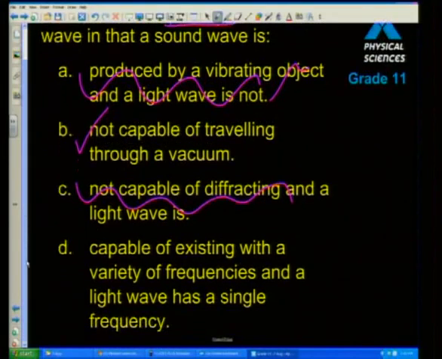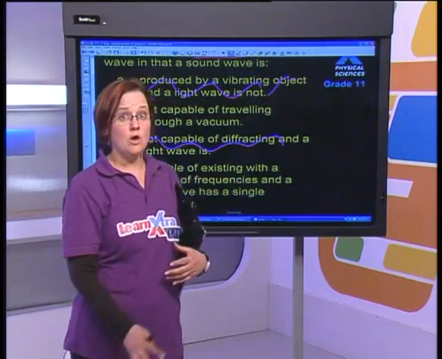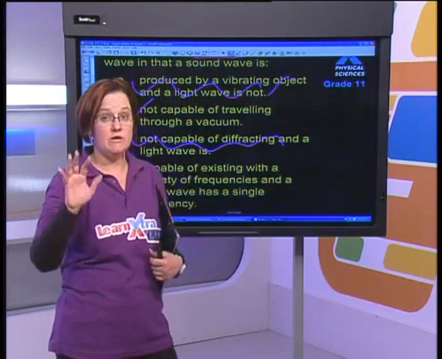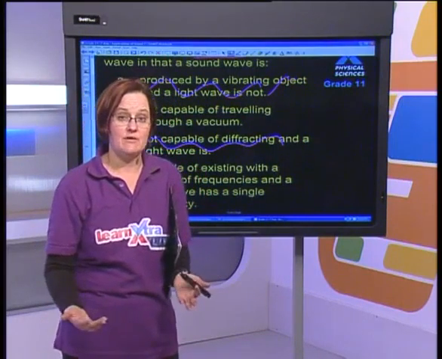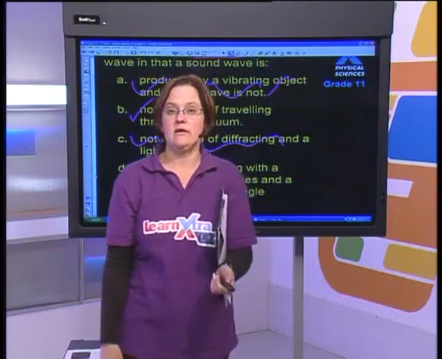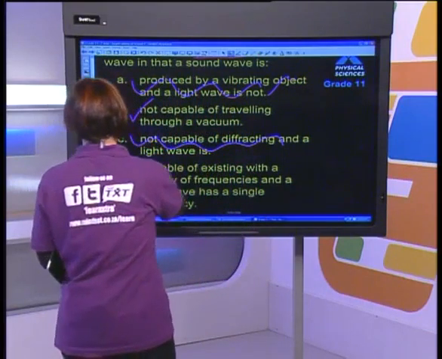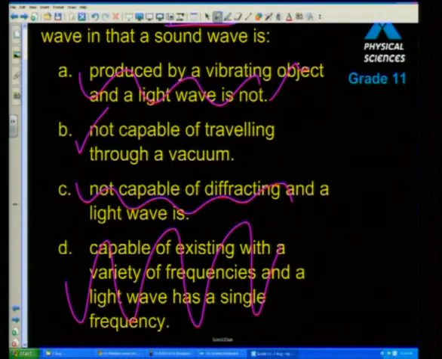D, it's capable of existing with a variety of frequencies, and light wave has a single frequency. Absolute nonsense. Okay? Visible light comes in at least 7 colors: red, orange, yellow, green, blue, indigo, and violet, the colors of the rainbow. Each of those colors is characterized by a different frequency, so it's not D.